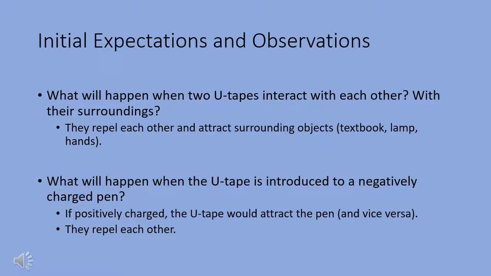For the first part of the experiment, we created charged tape by placing two pieces of tape on top of each other and ripping them apart. The top tape was known as a U-tape, and we created two of them to start the experiment. First, we wanted to see what would happen when they interacted with each other.